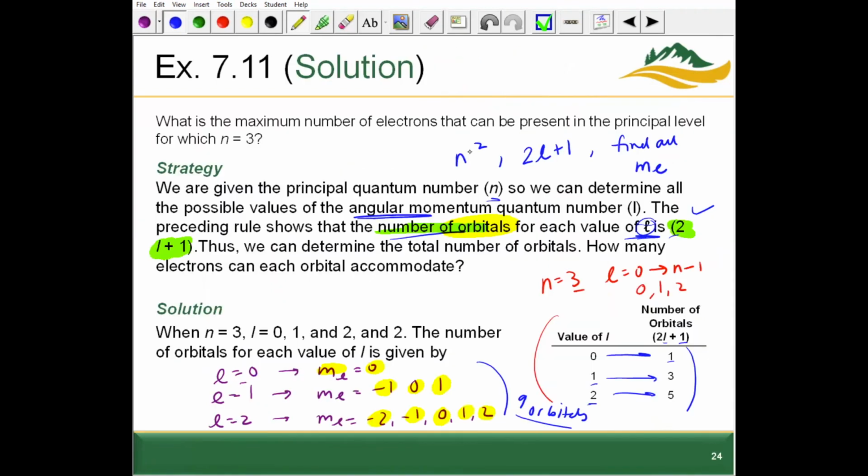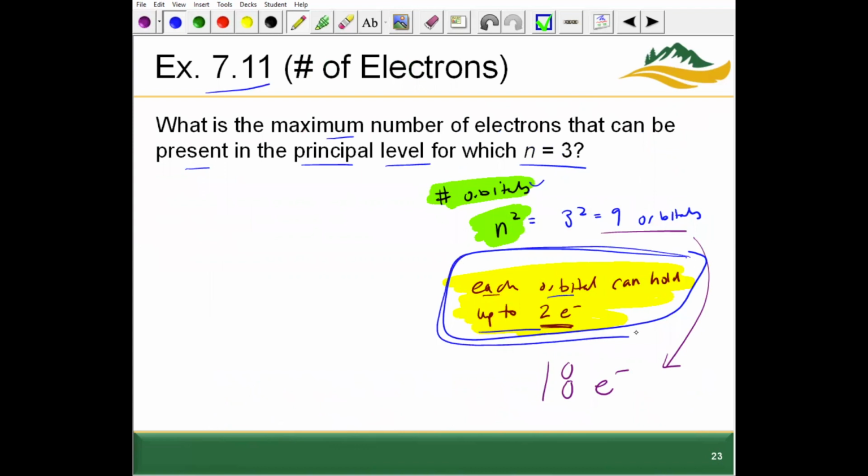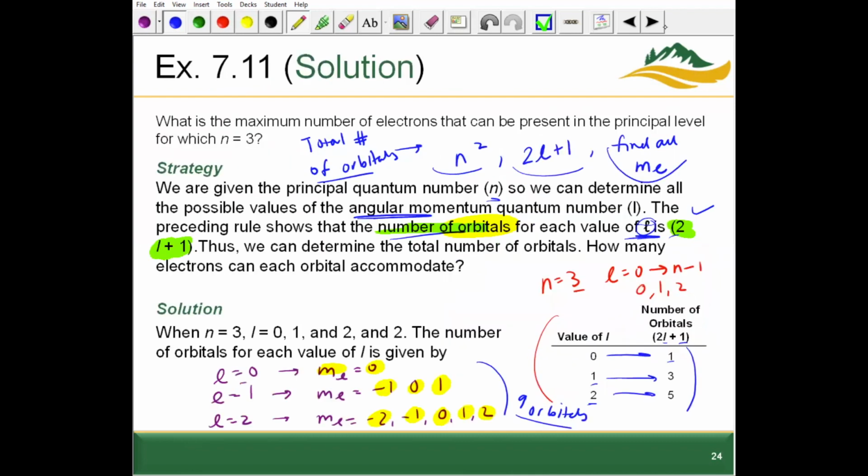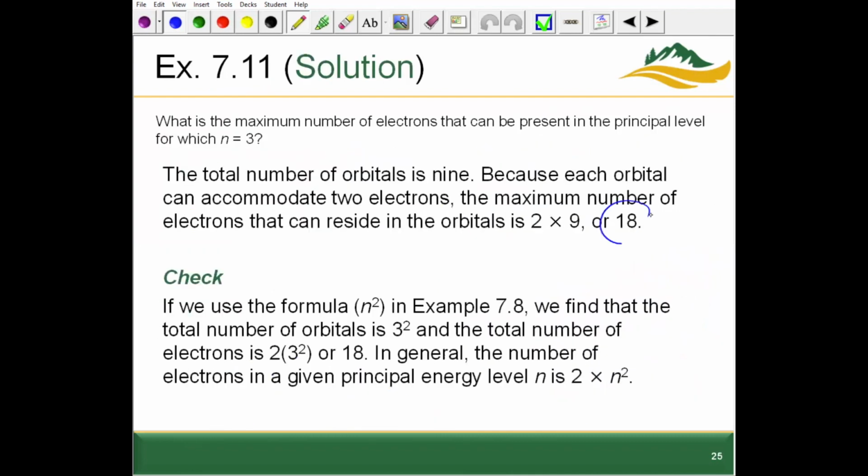So we could solve this a few different ways like we did. We could look at n squared to tell us the number of orbitals, 2L plus 1 to tell us the number of orbitals, or find all the m sub L values to tell us the total number of orbitals. Then, of course, this comes back again here. Each orbital can hold up to 2 electrons. That makes our final answer for this problem 18.